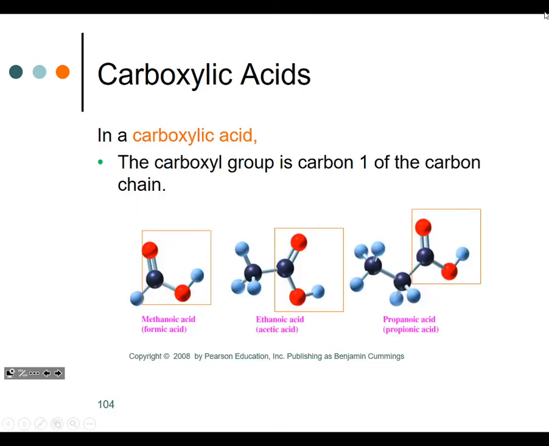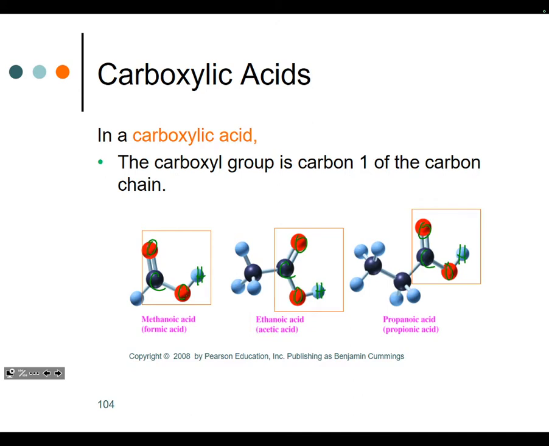All right, so the carboxyl group is always carbon 1, which is nothing new. Anytime we see these special groups, we always count closest to them. Well, this one will just always be on the end, right? This carbon's always on the end. Now you can see the names down here.